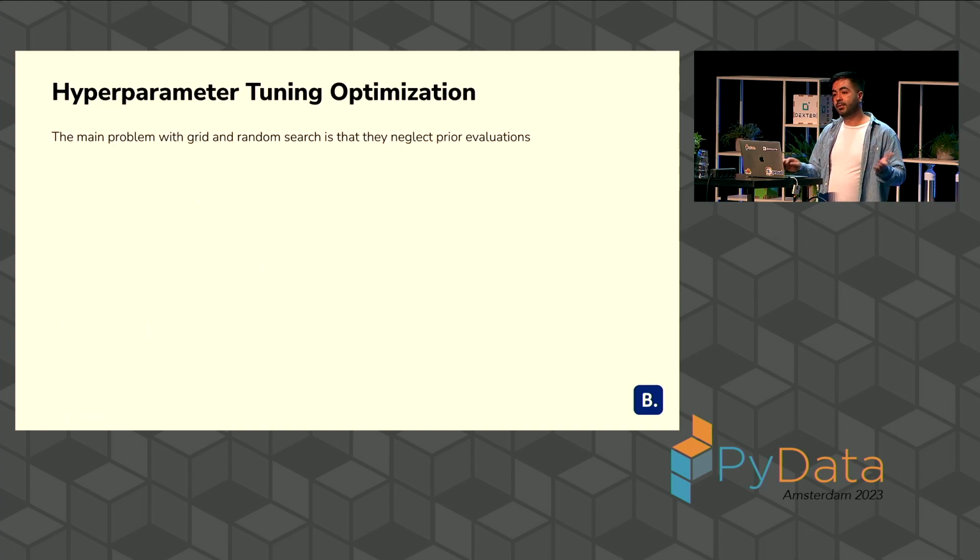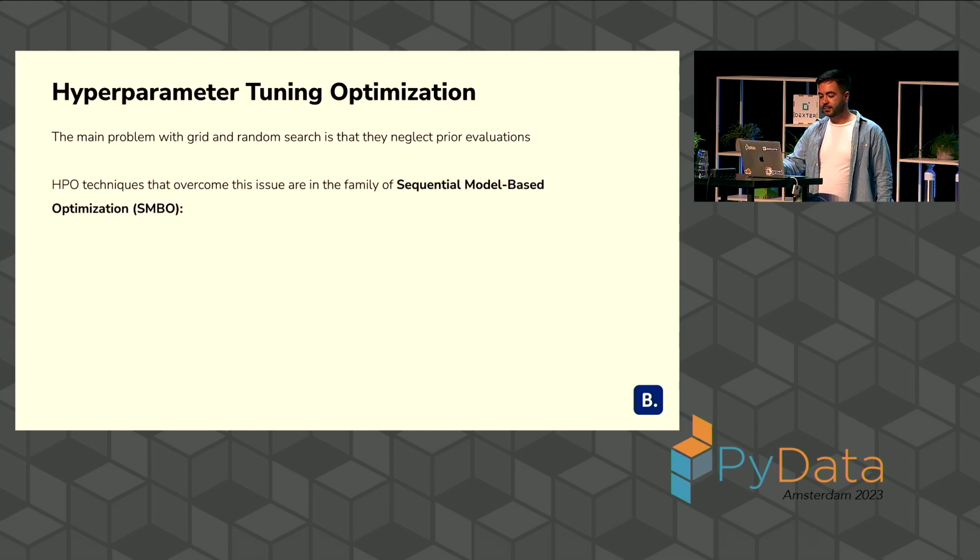Well, the main problem with grid search is that it neglects the prior evaluations as you're searching. One family of techniques that tries to solve this problem is sequential model optimization.